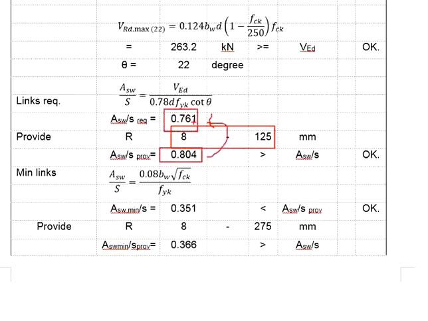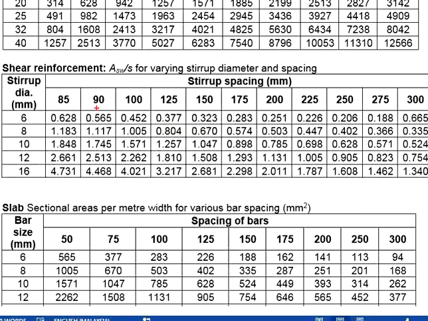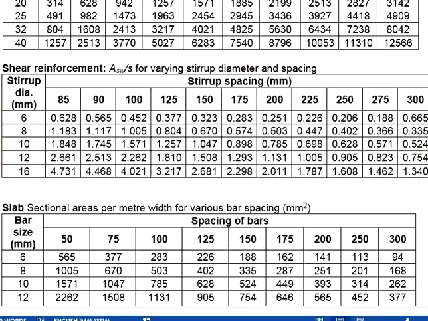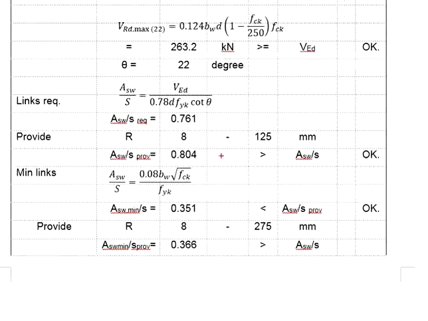of 0.761. In the case that this table is not given in the final exam, don't panic. You can still compute the Asw per s ratio by yourself. This Asw means the area of the shear length. As for the s here, it represents the spacing. It is basically a ratio of the area of the shear length divided by its spacing.